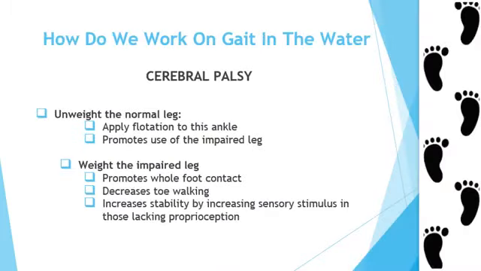Pathological gait is often present in the cerebral palsy population. With someone who has unilateral hemiplegia, you can challenge them by either unweighting the unaffected limb or weighting the affected limb. Unweighting the unimpaired limb encourages the individual to use their impaired limb more. Weighting of the impaired limb helps promote whole foot contact, decreases incidence of toe walking, and increases stability by adding sensory stimulus to compensate for lack of proprioception.